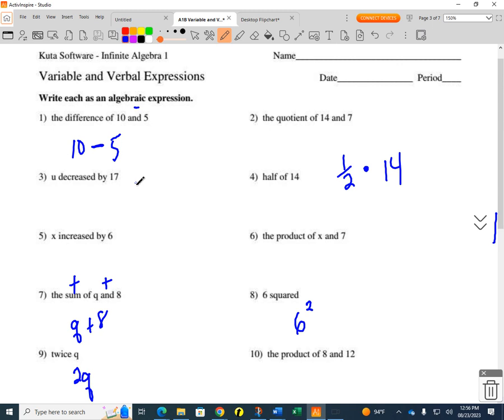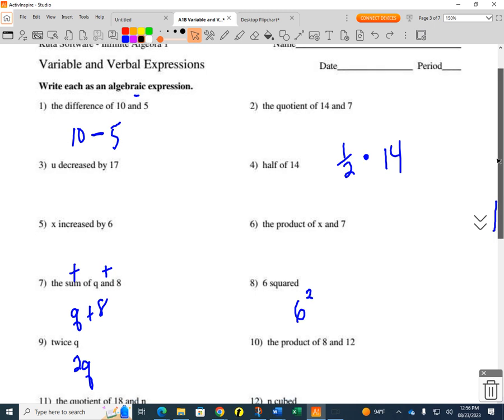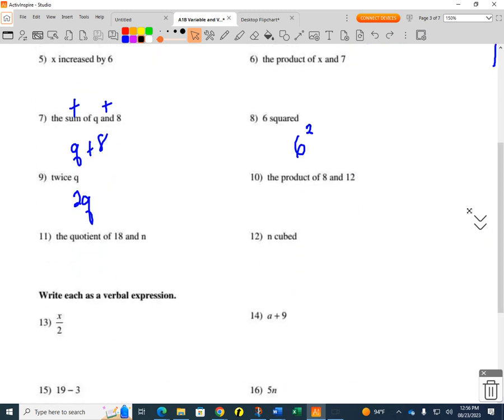Aiden? Can you do number 12? Read me the words, Aiden. N cube. So look at our notes. What do we put for cube? We talked about that one. What do we put for cube number? Again, with a 3 on the top. Remember, if you look at your notes, cube means an exponent of 3. So n cubed.